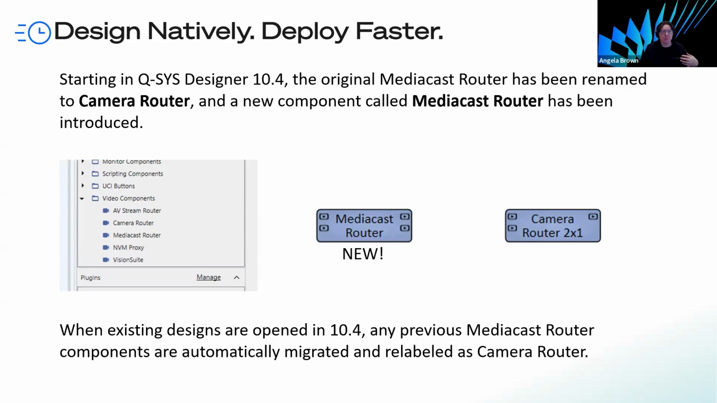So if you open up a file that was created in, let's say, 9.12 or 9.13, and you had a MediaCast router in there, when you open it in 10.4, that MediaCast router will be renamed to a camera router. So just so everybody is really super clear, the camera router is our old MediaCast router. The MediaCast router is now the new MediaCast router, and that's not confusing at all.